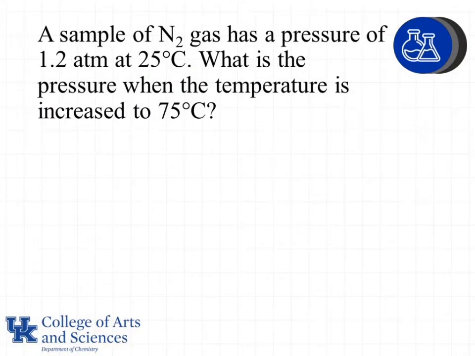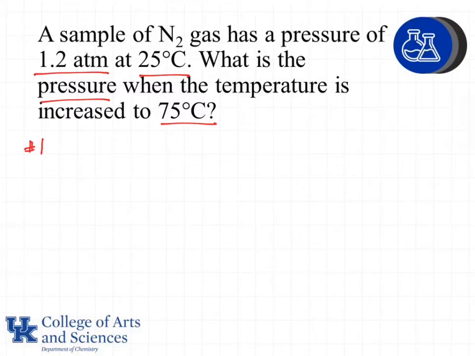A sample of N2 gas has a pressure of 1.2 atmospheres at 25 degrees Celsius. What is the pressure when the temperature is increased to 75 degrees Celsius? As I look through the problem, I notice that I have two mentions of pressure. One is given and one is an unknown, and I'm given two temperatures.